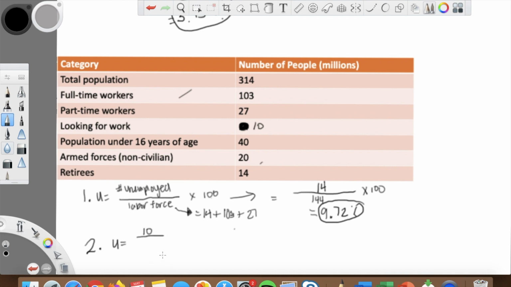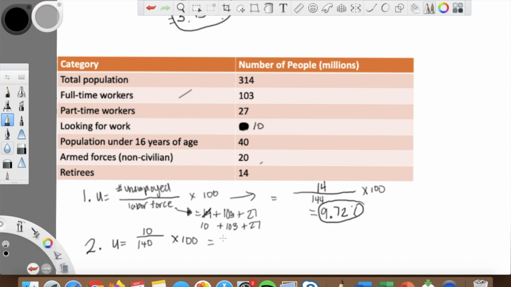And here's the mistake people make. Those 4 million who no longer count as unemployed, those also no longer count as part of the labor force. So instead of putting 144 here at the bottom, we're just going to put 140, because my new labor force here is going to be 10 million plus the 103 plus the 27, because those unemployed folks are also part of the labor force. So both of these numbers decrease by 4 million. Then times 100.